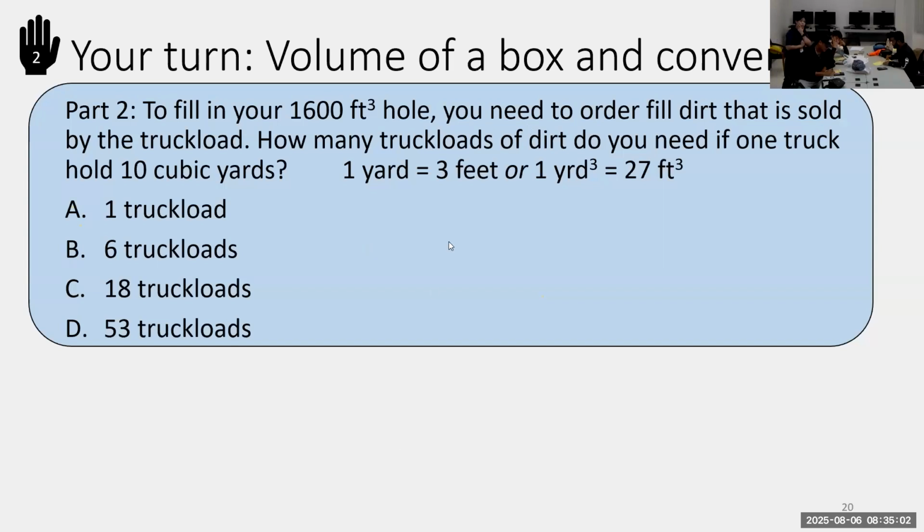So since it says cubic yards, a cubic yard contains 27 cubic feet. Yeah. Using the 27 cubic feet.